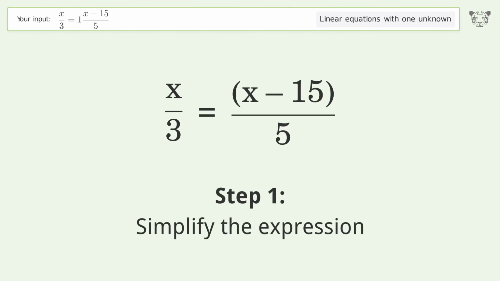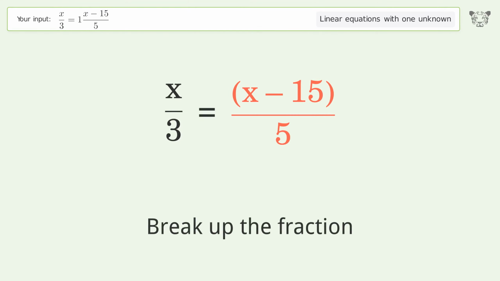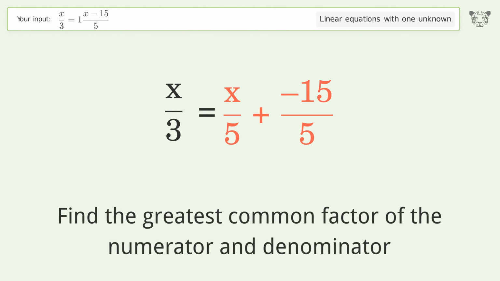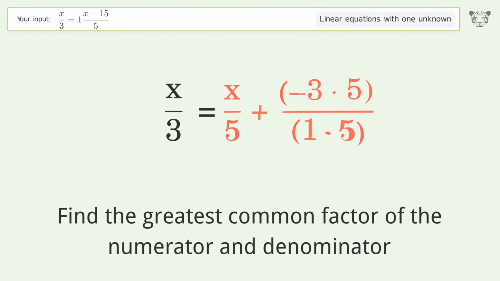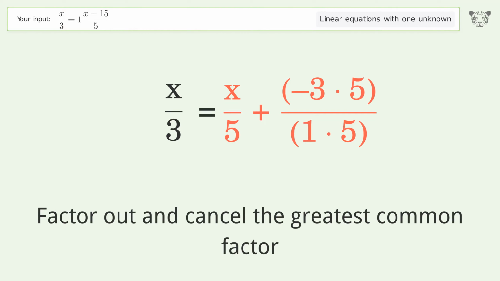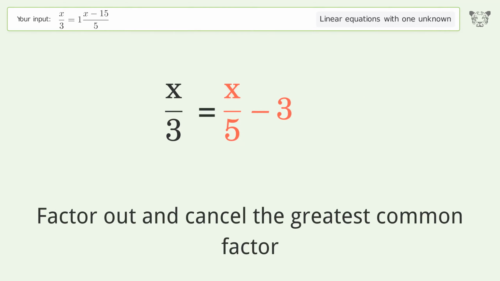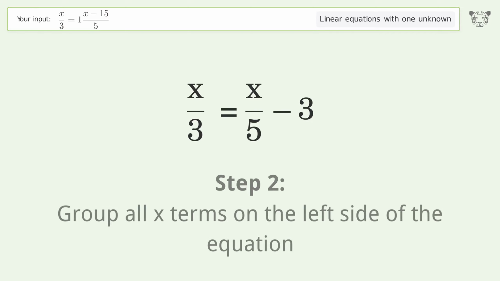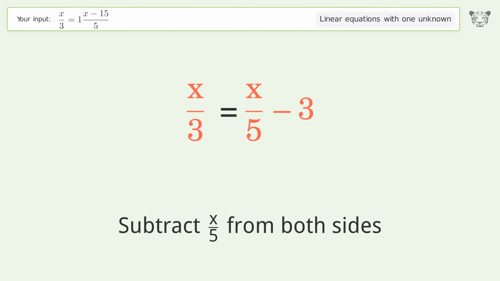Simplify the expression. Break up the fraction. Find the greatest common factor of the numerator and denominator. Factor out and cancel the greatest common factor. Group all x terms on the left side of the equation. Subtract 10/5 from both sides.